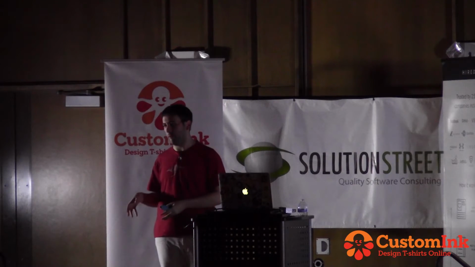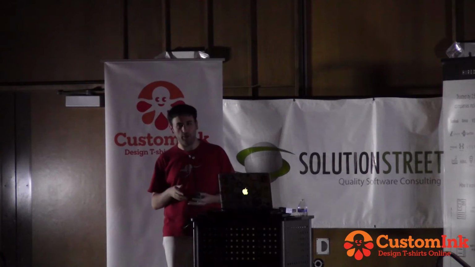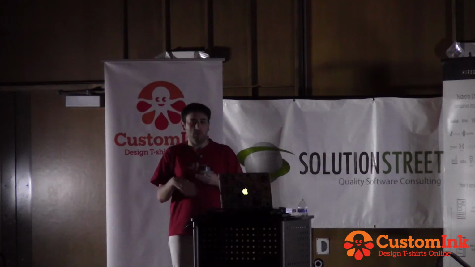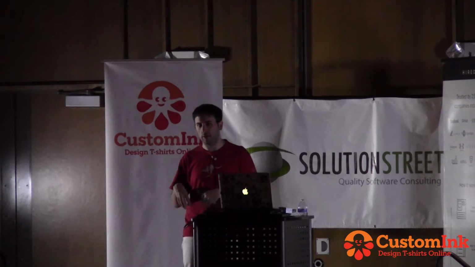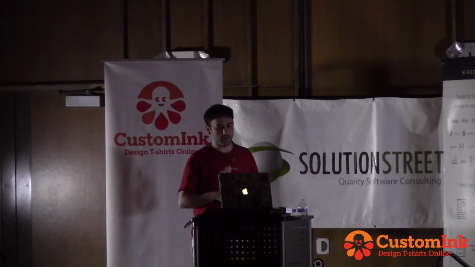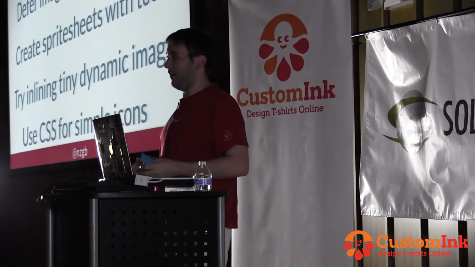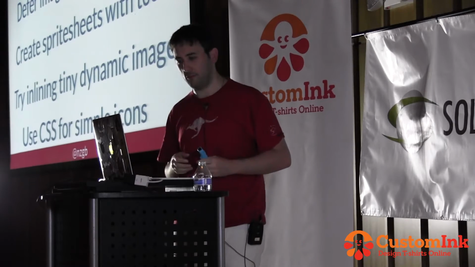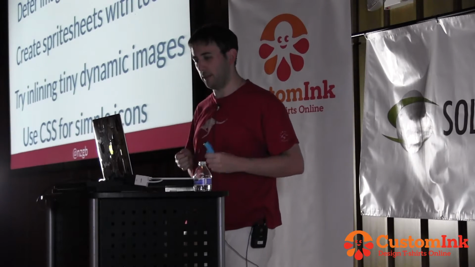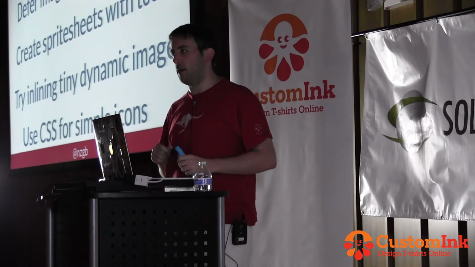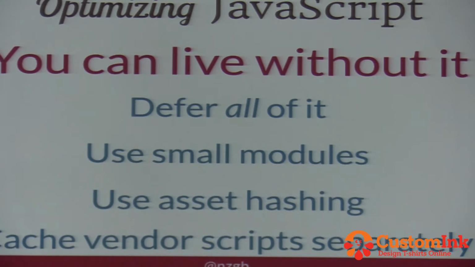Defer images that load below the fold. Again, this means loading them asynchronously. It's pretty easy to do in the most simple way. And it really depends on how your site works for more advanced use cases like fading them in or stuff like that. Create spritesheets using tools, and don't ask your designers to put them together one by one because it's really obnoxious. Try inlining tiny dynamic images using data URIs, and use CSS for simple icons like triangles and circles and whatnot. You can live without JavaScript there, I said it.